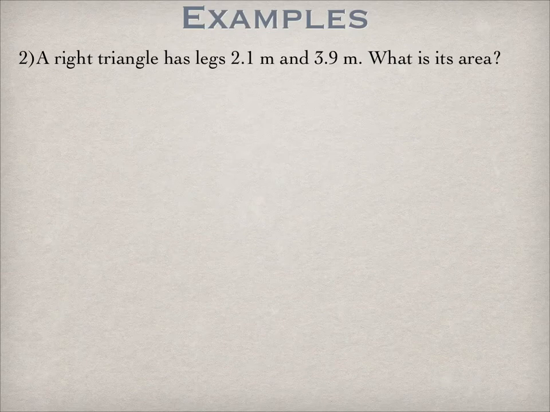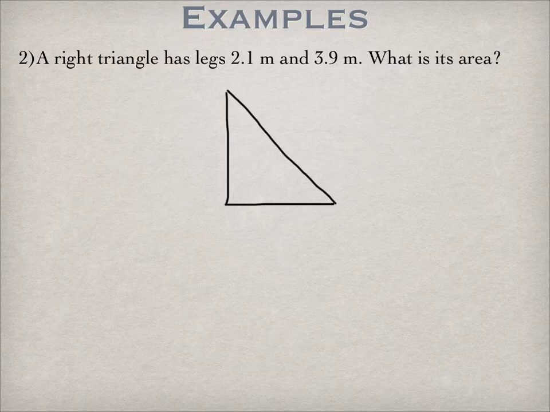Okay, a right triangle has legs 2.1 and 3.9. What is its area? Well, this is really the same as the last problem, it's just not drawing the picture for you. We know it's a right triangle.